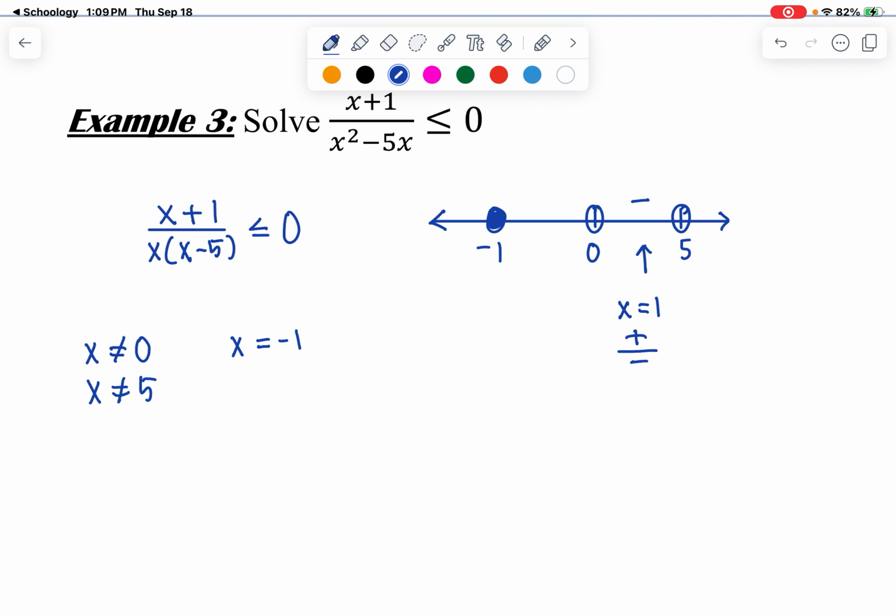All right, jumping over 5. 5 has a multiplicity of 1, so I'm going to change the sign. Jumping over 0. 0 has a multiplicity of 1, so I'm going to change the sign. Jumping over -1, x plus 1 has a multiplicity of 1, so I'm going to change the sign. Here I want values less than or equal to 0, so these are less than, and these are less than. And here's where it's equal to, right? So now I'm going to write my solution set: -infinity to -1 bracket, union 0 to 5, not including 0 nor 5.